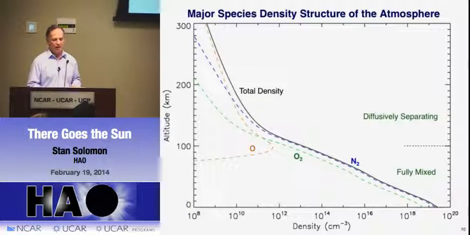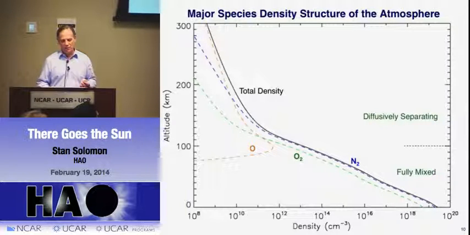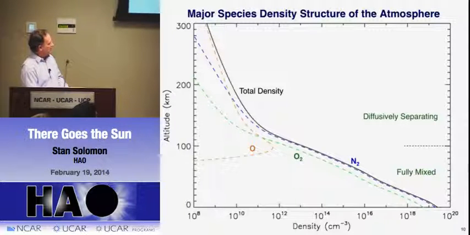Another key delineation in our understanding of the atmosphere is this fuzzy boundary between a fully mixed atmosphere, due to all the turbulent motions, and a diffusively separating atmosphere. By diffusively separating, I mean that the lighter atoms float to the top. They follow their own scale height and are not fully mixed into the gas. You can see that here: in the lower and middle atmosphere, the major species, molecular nitrogen and molecular oxygen, are fully mixed, have the same mixing ratio, and hence are parallel lines on this log plot over a very extended range.